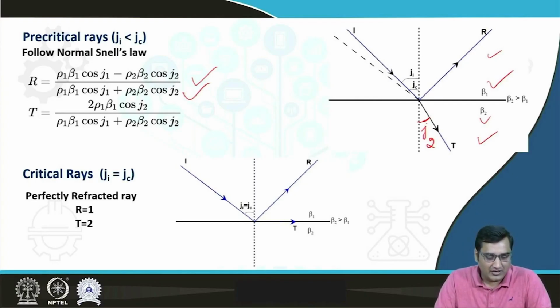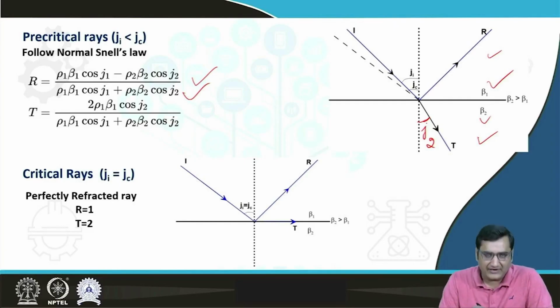So the reflection coefficient for the pre-critical rays is rho 1 beta 1 cos j1 minus rho 2 beta 2 cos j2, divided by rho 1 beta 1 cos j1 plus rho 2 beta 2 cos j2. Similarly, the transmission coefficient for the SH wave is 2 rho 1 beta 1 cos j1 divided by rho 1 beta 1 cos j1 plus rho 2 beta 2 cos j2.